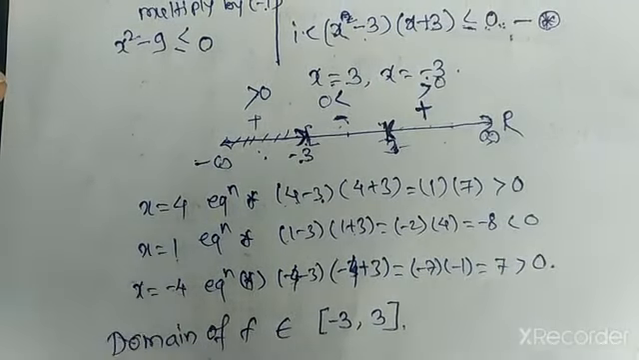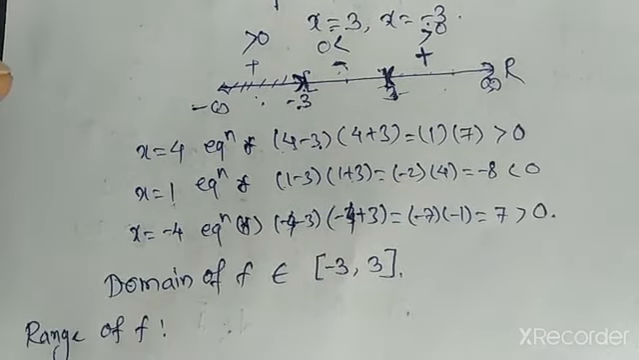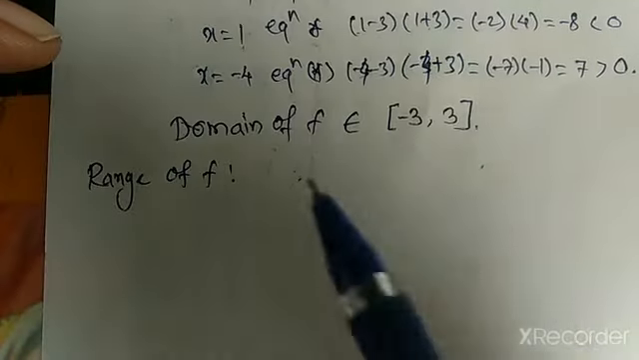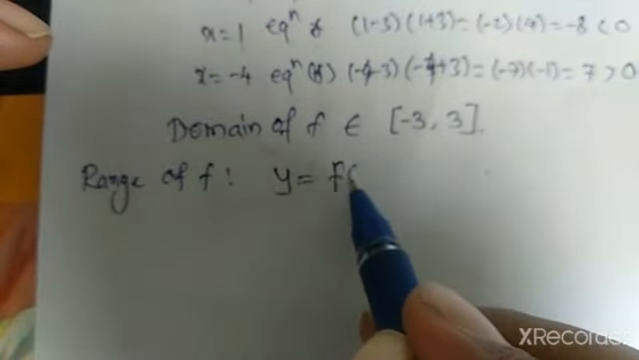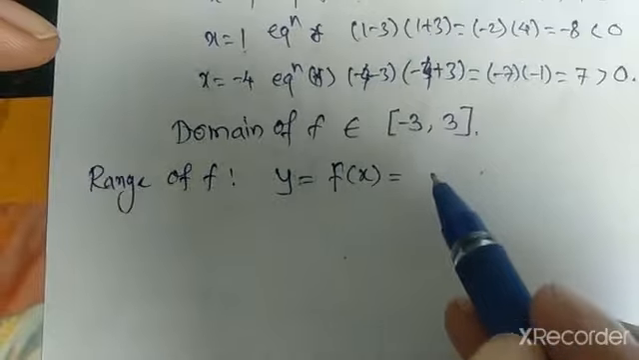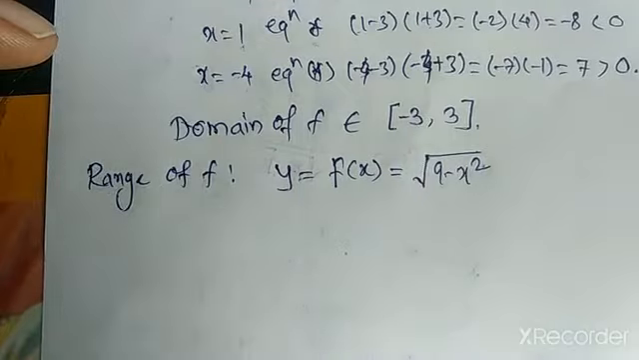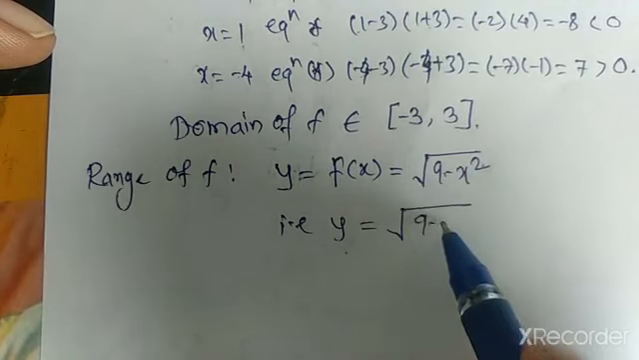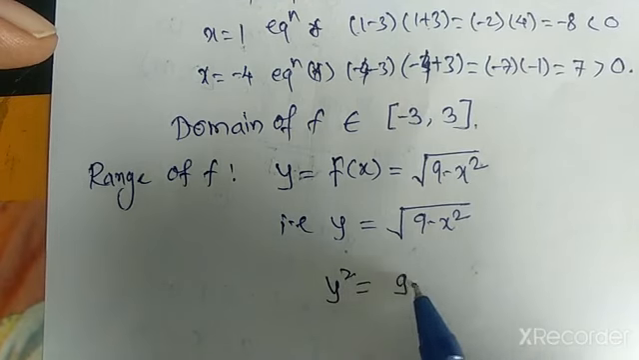Now we have to find the range of f. To find the range of f, our domain is minus 3 to 3. Here the function is y is equal to f of x, which is equal to square root of 9 minus x square. That is, y is equal to square root of 9 minus x square. That means y square can be written as 9 minus x square.